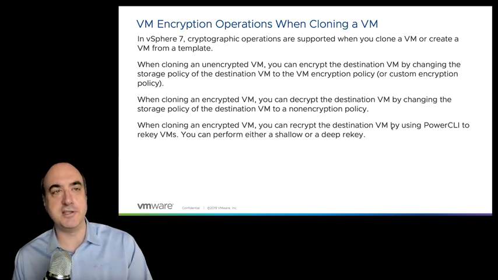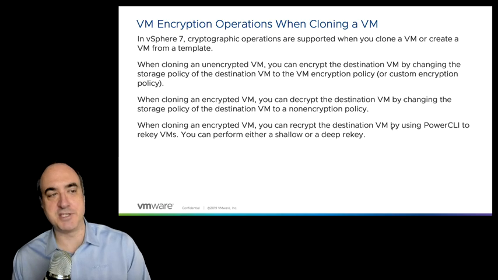This is all in the name of cloning. So, when cloning an unencrypted VM, we can now encrypt the destination, right? By choosing the appropriate storage policy when you're doing this operation. When cloning an encrypted VM, you can decrypt the destination by changing the storage policy of the destination VM. And when cloning an encrypted VM, you can recrypt the destination VM by using PowerCLI.